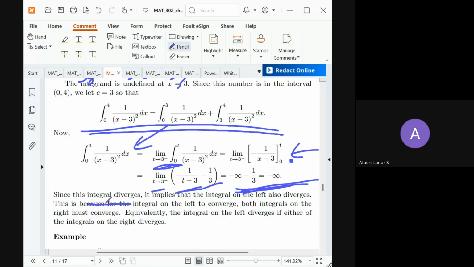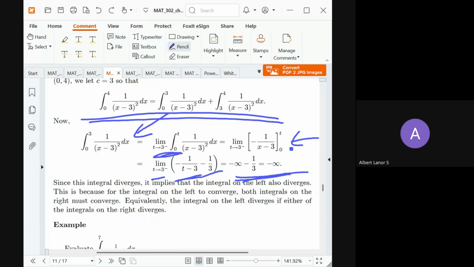Now, since this integration diverges, it implies that the integral on the left also diverges. Now, equivalently, the integral on the left hand diverges if either of the integrals on the right hand diverges. So clearly, if one of them diverges, then the original integration itself will diverge. But if it converges, then both of them must converge. So say one converges to a number, and the other too, then you can add them. But if one of them goes to infinity, then it does not exist. It doesn't have a limit, so it will diverge.